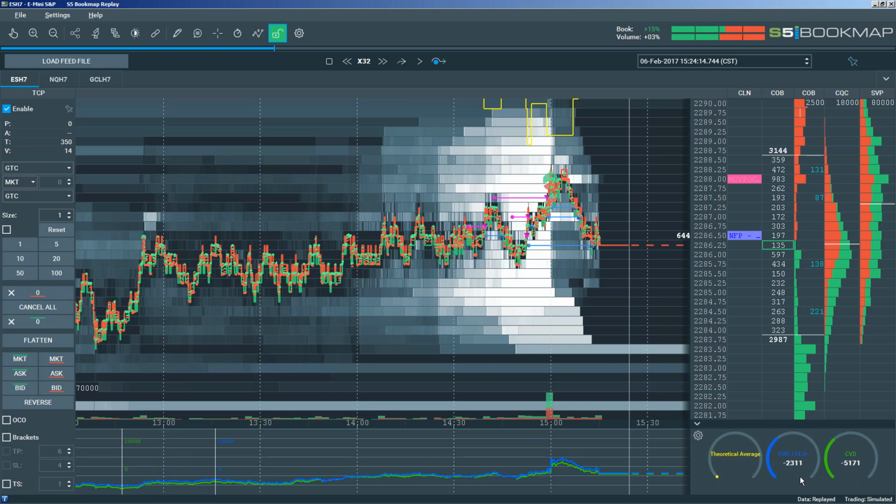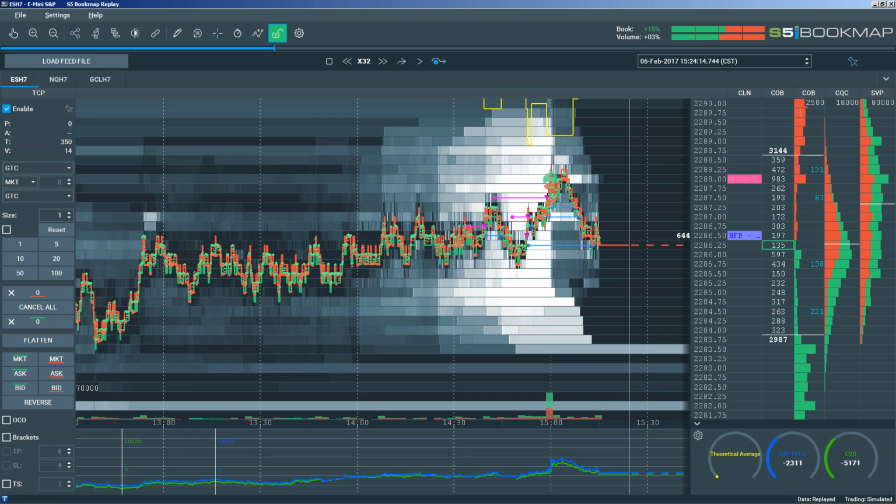I would much more lean on the CVD because it tells you exactly what the volume is that is the aggressor, both on the buy side and sell side. But I'm sure others use these and they have their usefulness. It's not something I know anything about, so I can't really comment.